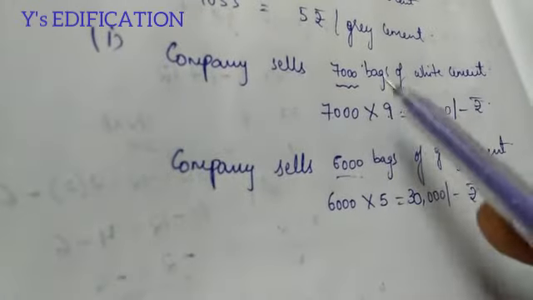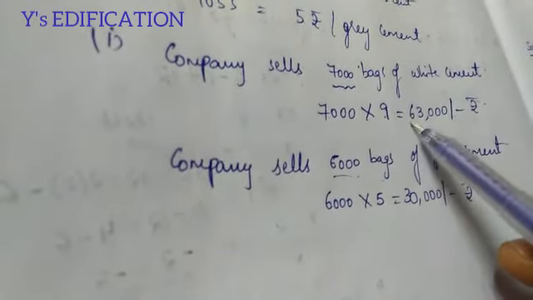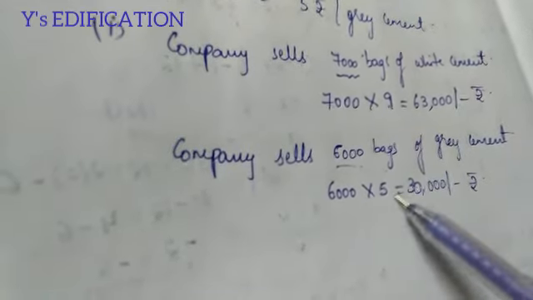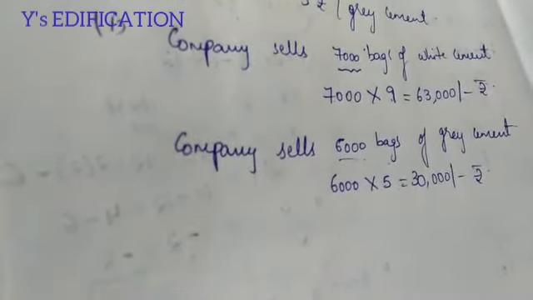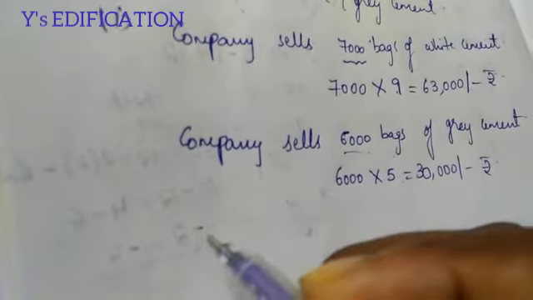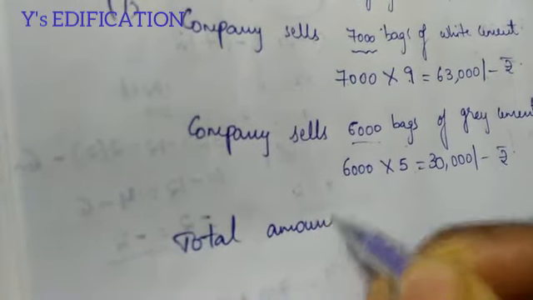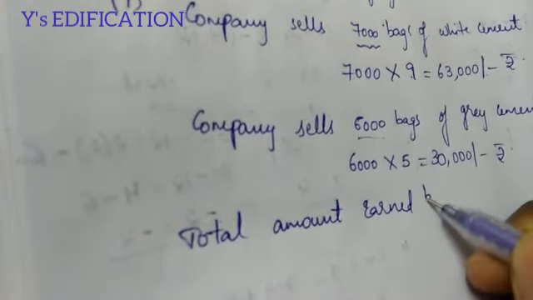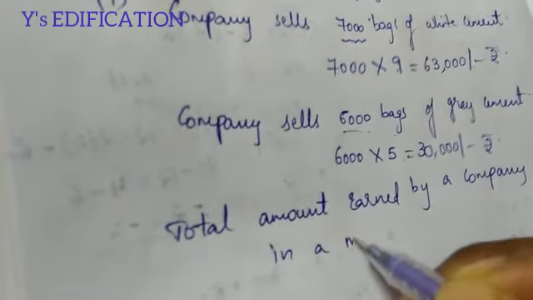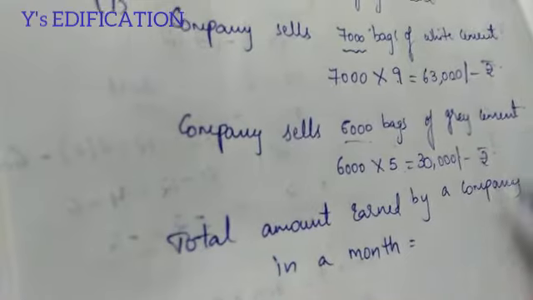Okay, in a month they sell 7,000 bags of white cement and 6,000 bags of grey cement. For 7,000 bags of white cement they got 63,000 rupees profit. For 6,000 bags of grey cement sold they got 30,000 loss. So in a month how much did they earn? That means total amount earned by the company in a month. That is, we have to subtract. That means profit minus loss.